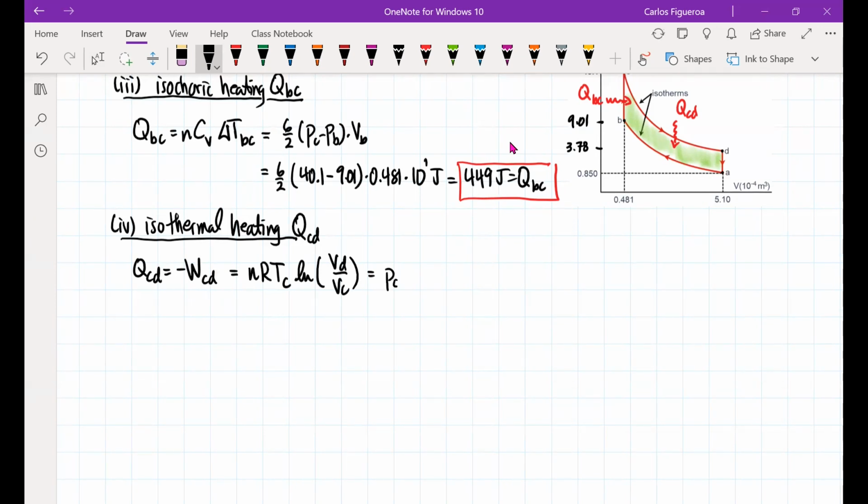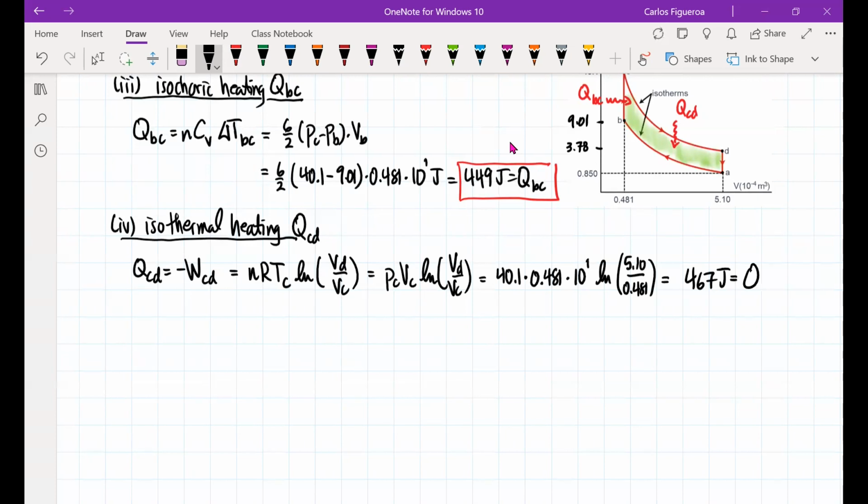If I pick the point PC, VC for the temperature, then I see here that I really am calculating this quantity right here. So if I start punching in my numbers, what am I going to get? I'm going to get 40.1 times the volume, times, remember, 10 to the 5 minus 4, I get 10 to the 1. Then I have the log of 5.10 over 0.481. And when I compute this number, I get 467 joules, which then gives me QCD.